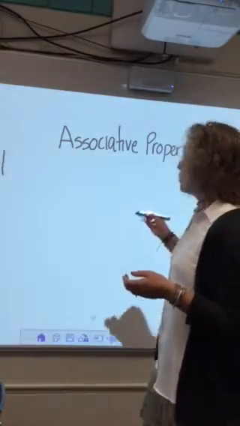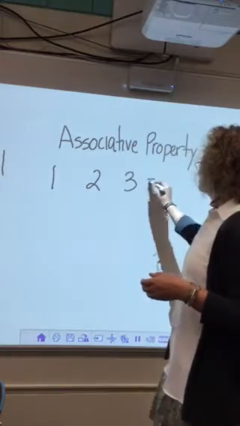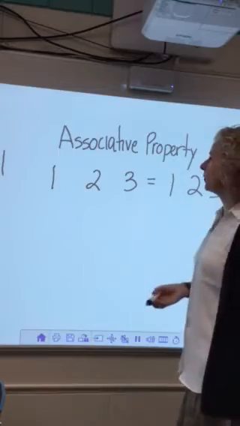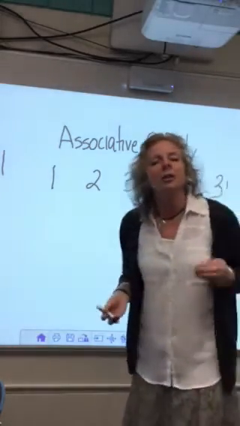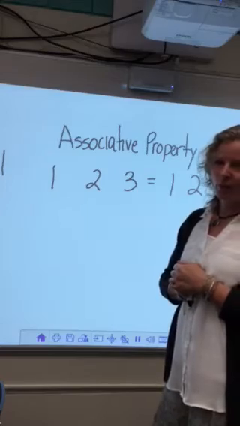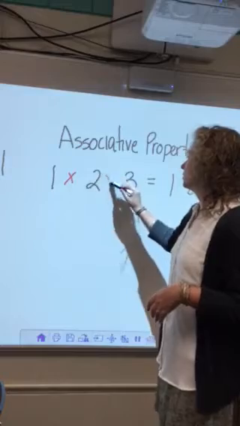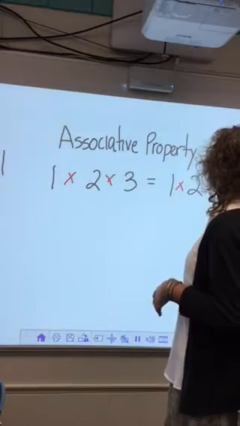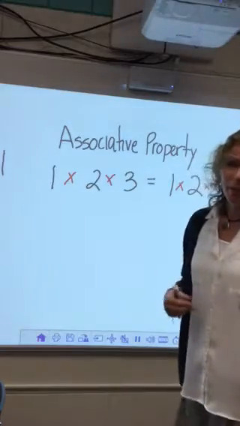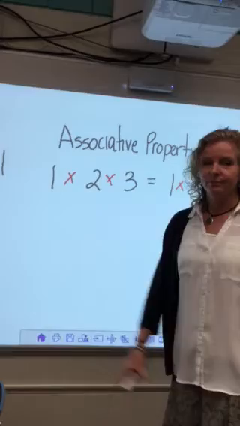First, I'm going to choose 3 digits, and I'm going to use the same 3 digits on the other side of the equation. Now I'm doing the associative property of multiplication. So what do I need to remember to put in? A multiplication symbol. Now the first thing we said is, what is the most important thing about the associative property? You always show me, right?